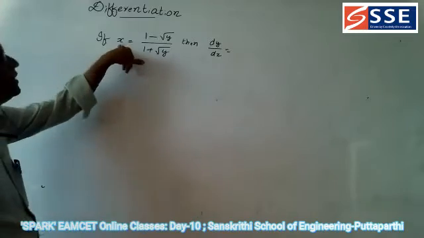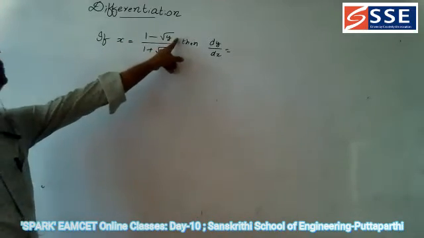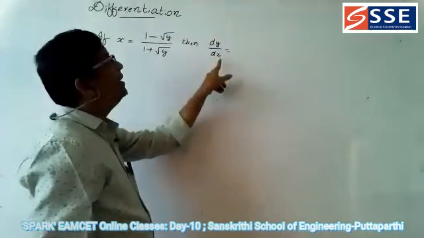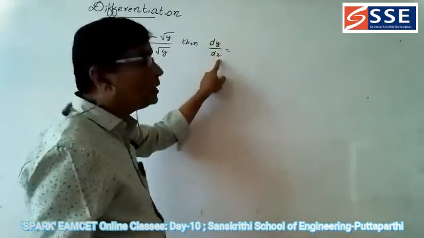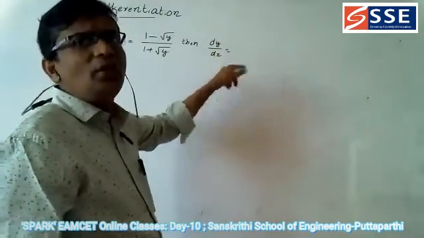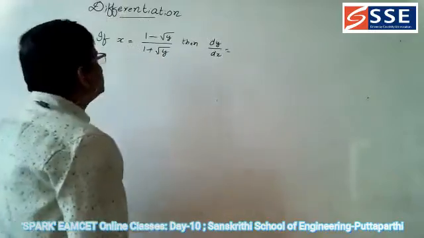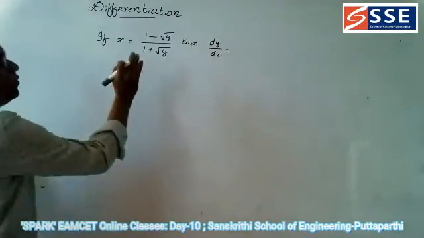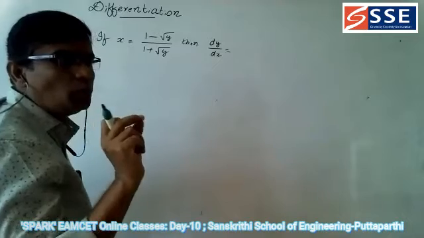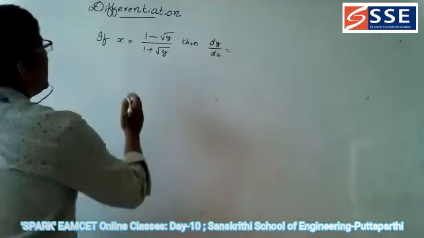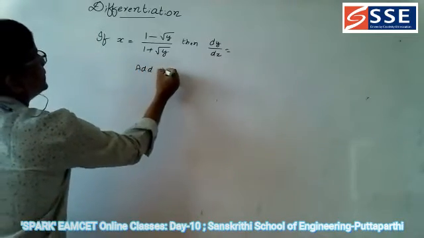But the term contains x here, and it contains y. We want dy by dx, so the y value should be differentiated with respect to x. So that's why what we are going to do is simplify first. By seeing the question itself, by practice you can get how to do the answer. Add 1 on both sides.